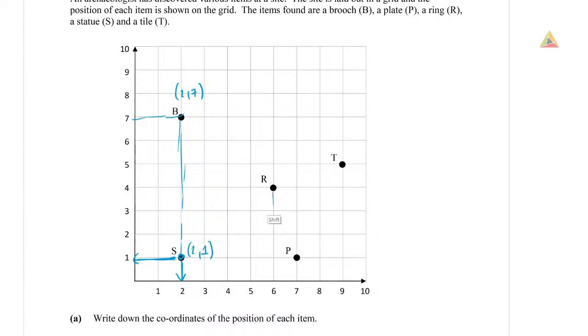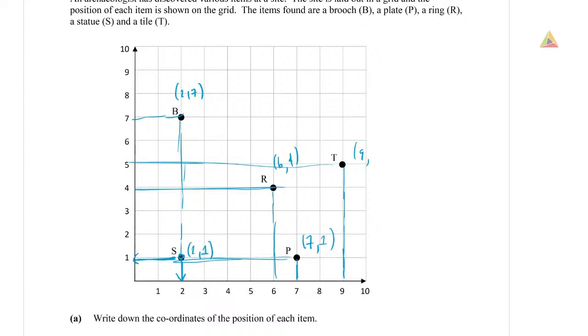Then we look at the point R. Come down to see where it is on the x-axis, so it's 6, and go across to see what it is on the y-axis, and it's 4. And then finally the point P, come down, it's 7 on the x-axis, and come across again, and it's going to be 1 on the y-axis. And then the point T, come down, and it's the point 9, and then go across for the y-axis, and it's 5, so the point 9, 5.